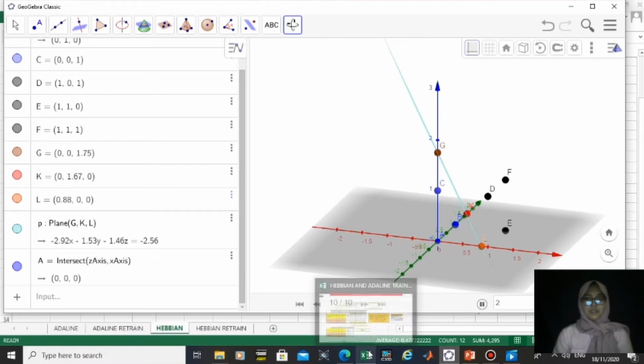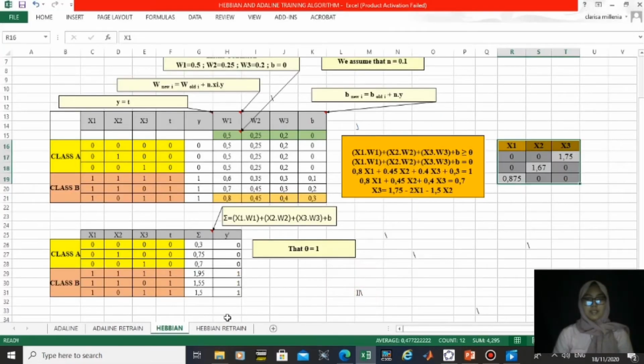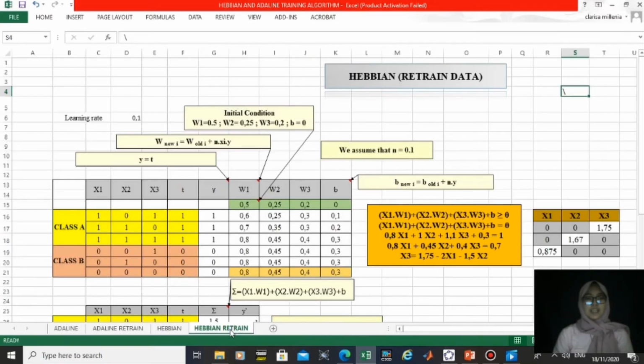So I will show you what happens if we reverse the data. Previously class A was 0, 0, 1 and 0, 1, 0 and 0, 0, 0, and class B was 1, 0, 1, 0, 1, 1, 1, 0, 1, 1, and 1. So if we reverse the data, class A previously becomes class B, and class B previously becomes class A.